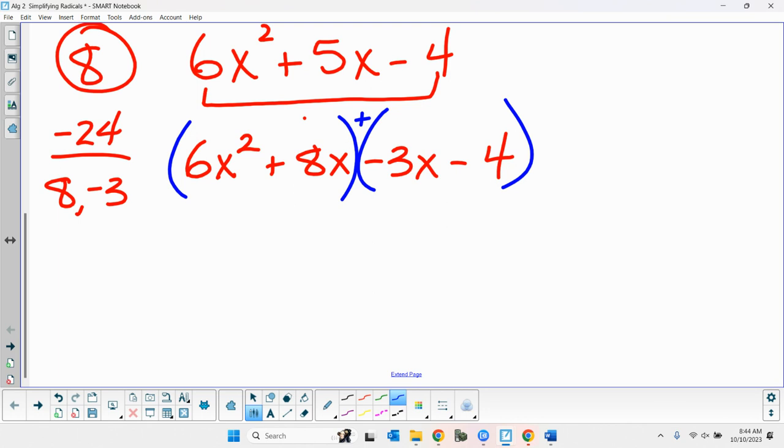What goes into 6x squared and 8x? 2x. What goes into negative 3x and negative 4? Just negative 1. Whenever this third term has a minus there, pull out the negative. If there's nothing common like this one, you put the number 1 because 1's common to everything.